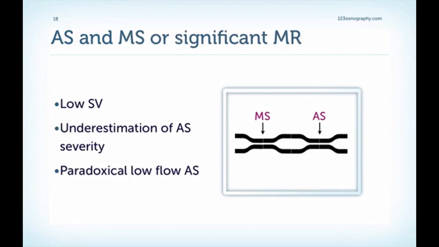Another interesting situation we can encounter is when the patient has aortic stenosis and severe mitral stenosis or mitral regurgitation. When a patient has severe mitral disease, this can lead to low flow and low stroke volume. And when we have a low flow over the stenotic aortic valve, we will have an underestimation of the severity due to low aortic gradients. This again is an example of the paradoxical low flow aortic stenosis.